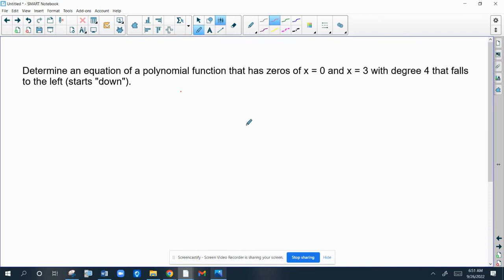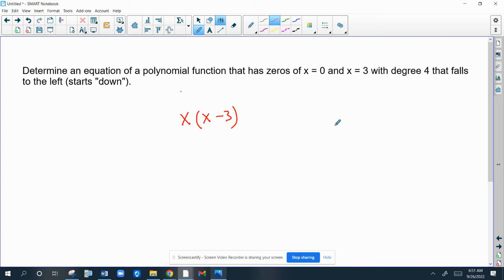If the polynomial has zeros or x-intercepts at x equals 0 and x equals 3, the factors must look like this. Remember, we set it equal to 0 to find the zeros, so this would be it. This would have a zero of x equals 0 right here, and x equals 3 right here. But we need it to have degree 4. The way I have it written here, this would have degree 2. So we have to up the degree somehow.